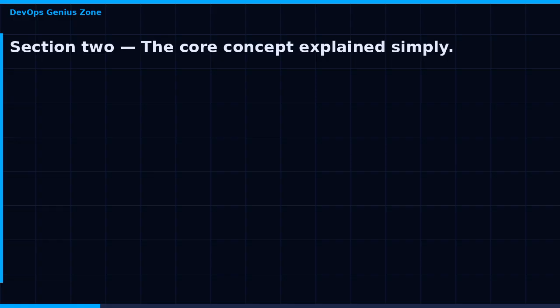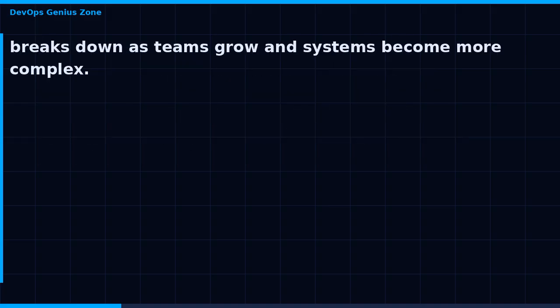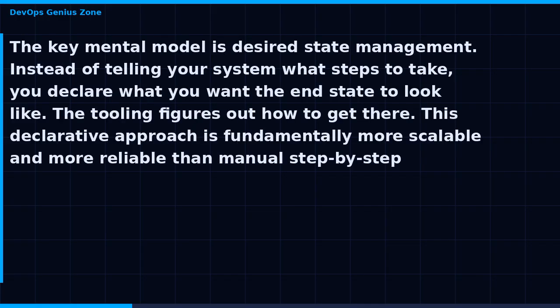Section 2: The core concept explained simply. At its heart, how to write a perfect Dockerfile exists to solve a specific problem. How do you build and operate software systems that are fast, reliable, and consistent at scale? The traditional approach relied on manual work, tribal knowledge, and heroics from individual engineers. That approach breaks down as teams grow and systems become more complex. The key mental model is desired state management. Instead of telling your system what steps to take, you declare what you want the end state to look like. The tooling figures out how to get there. This declarative approach is fundamentally more scalable and more reliable than manual step-by-step processes.